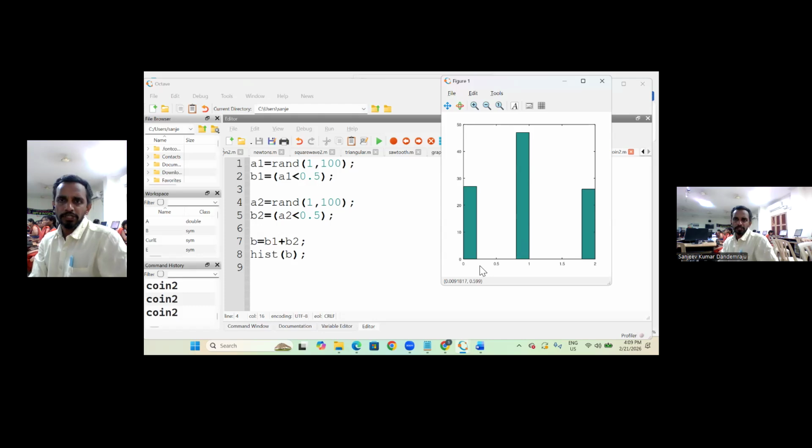So it comes out to be around 27 for 0 heads, 47 for 1 head, and 26 for 2 heads. 27, 47, and 26. So these two numbers are nearly equal, and the other one is almost double the rest of the two.